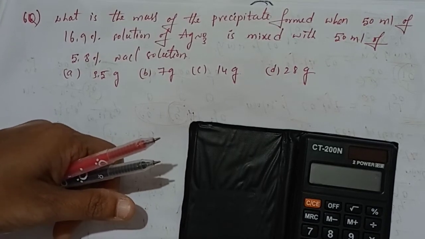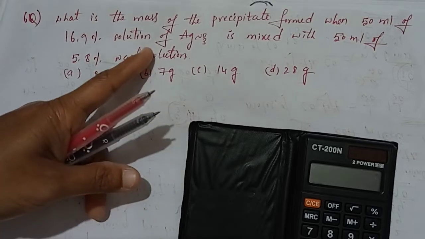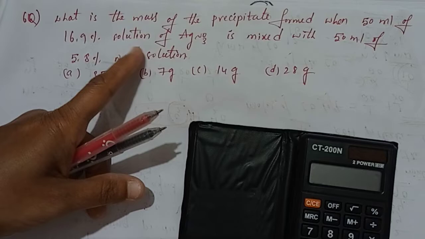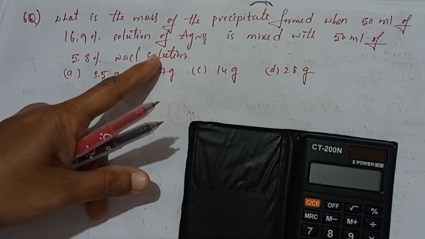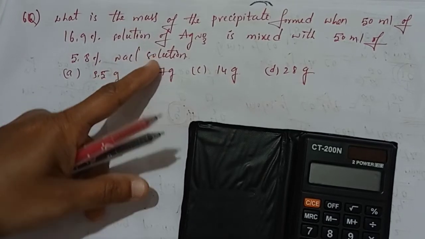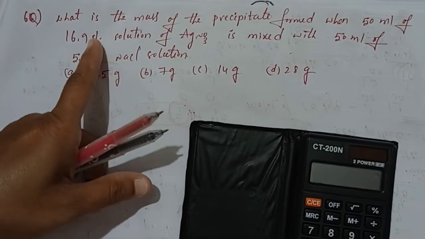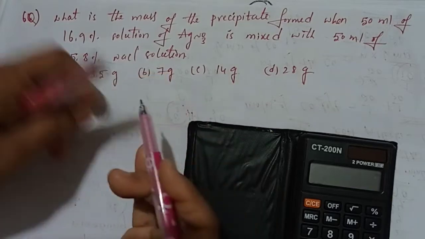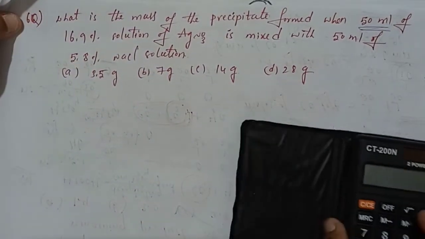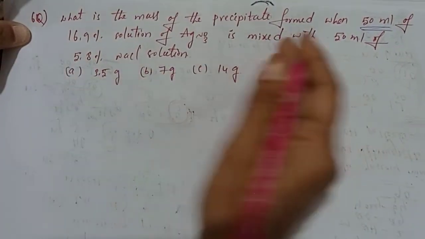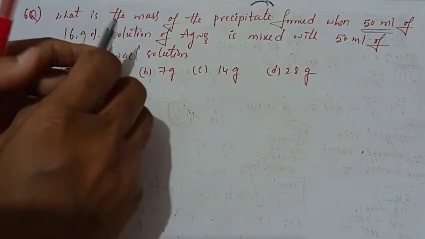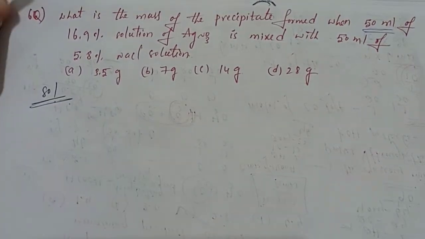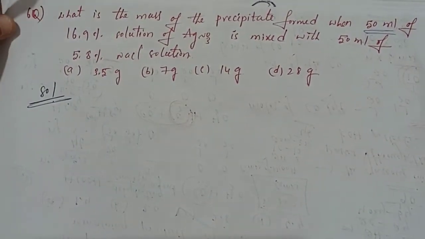So the 16.9% solution of AgNO3 is nothing but what, students? It means 16.9 grams of AgNO3 is present in 100 ml of the solution. Are you following? It is present in 100 ml of the solution. But here in the question what is given, students? 50 ml given. So see what I'm saying. 16.9% of the solution, students.